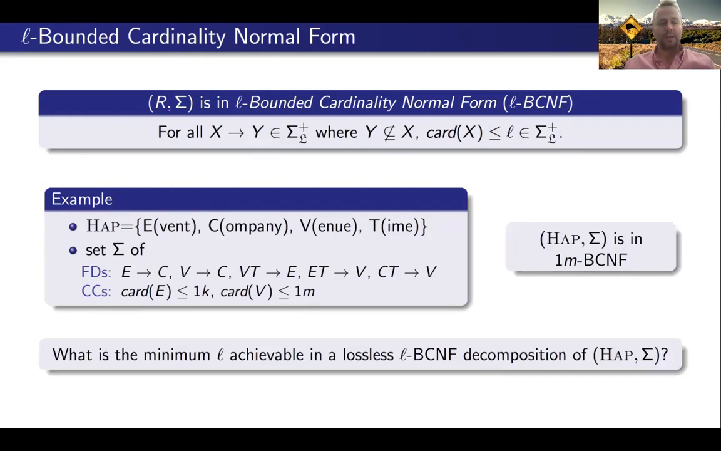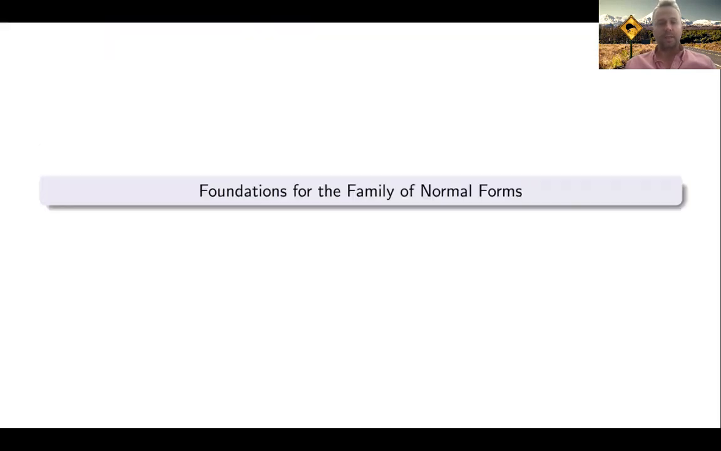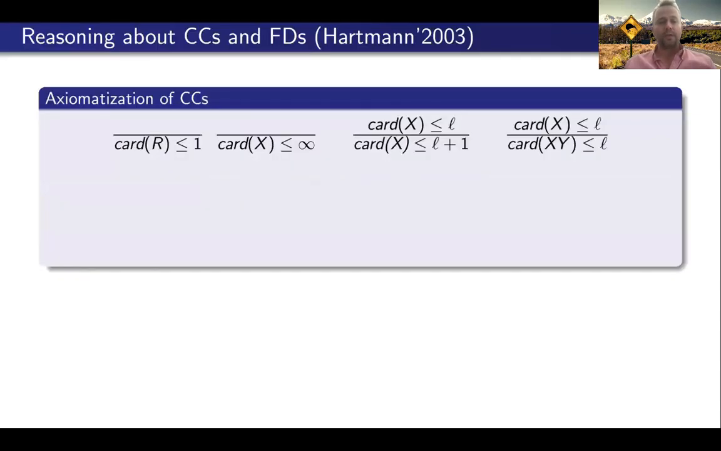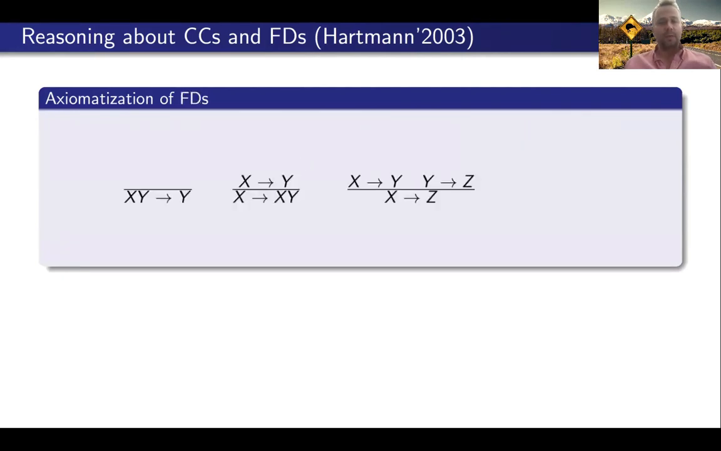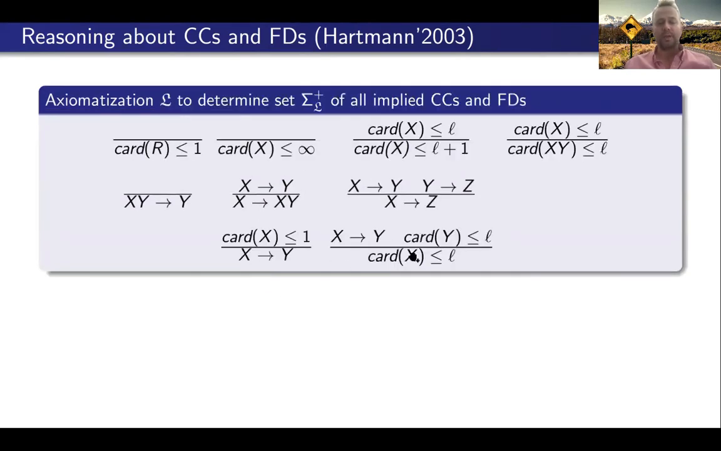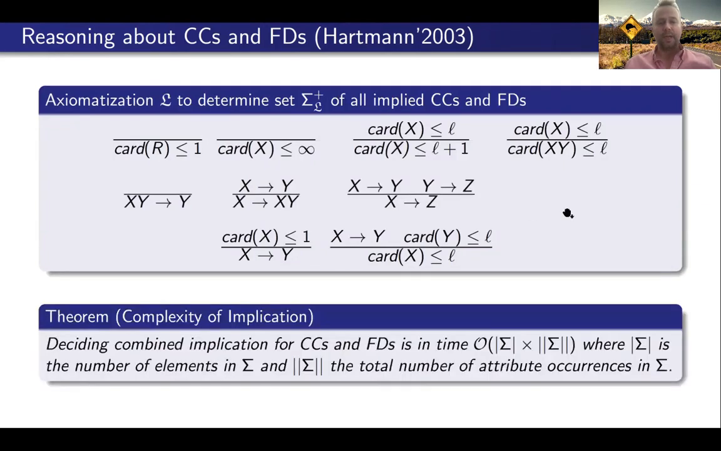So then that allows us to ask the question what the minimum L achievable is in a lossless L-bounded cardinality normal form decomposition, which would quantify the minimum effort required in database normalization to maintain consistency. You can see that it depends on the implication of cardinality constraints and functional dependencies combined. Here's an axiomatization just of cardinality constraints. Here's the famous axiomatization by Armstrong for FDs alone. And then we can combine these with some additional interaction rules. And the implication problem is still decidable in quadratic time.